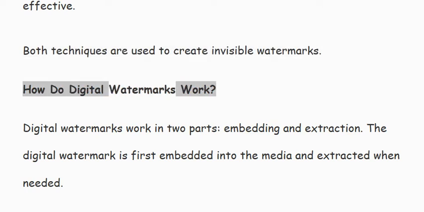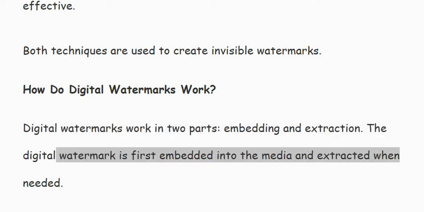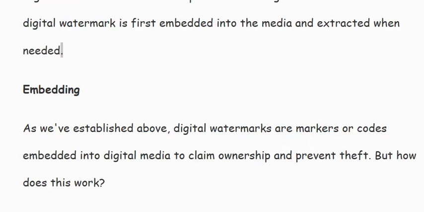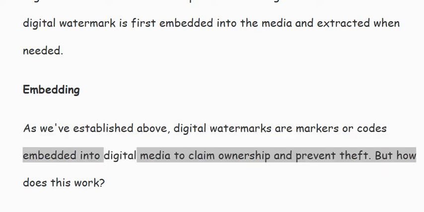How do digital watermarks work? Digital watermarks work in two parts, embedding and extraction. The digital watermark is first embedded into the media and extracted when needed. Embedding. As we've established above, digital watermarks are markers or codes embedded into digital media to claim ownership and prevent theft. But how does this work?